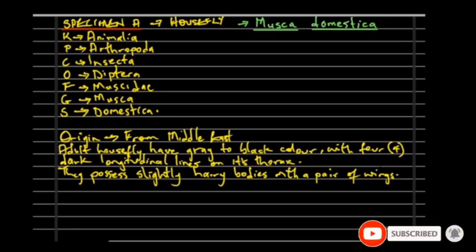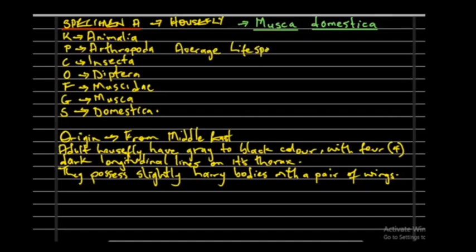The average life expectancy or lifespan of housefly is about 15 to 30 days. So they complete their life cycle in this particular time. And this particular organism has a complete metamorphosis.